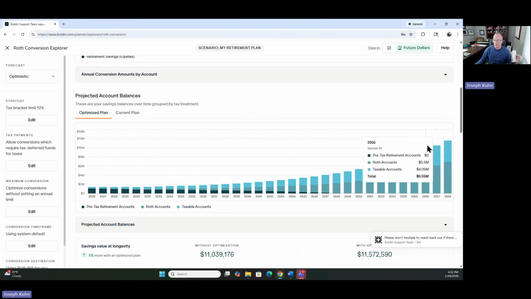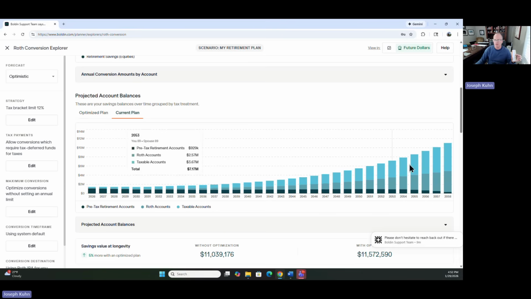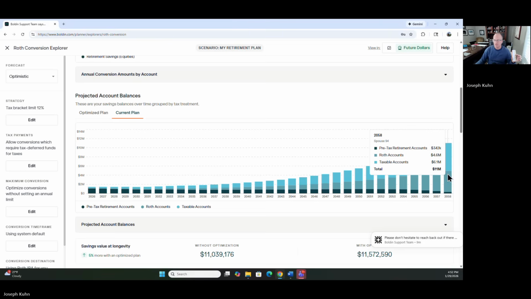Yeah, pre-tax, there's nothing in pre-tax there. Got nothing in pre-tax. Well, that Roth account's growing. Even under the current plan, the Roth account's growing like crazy. Roth got 4.6 million. Yeah, taxable accounts. So this one in taxable accounts has 6.1 million and 342,000 in the pre-tax.